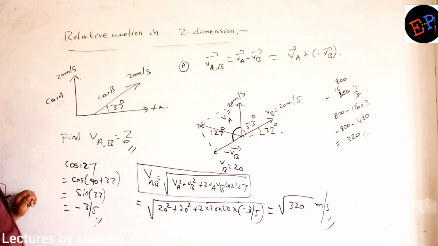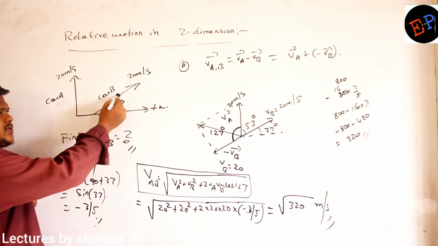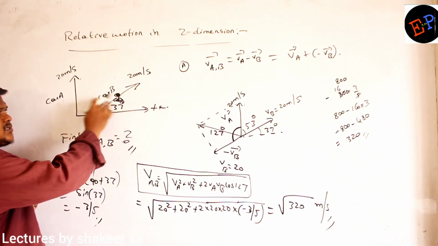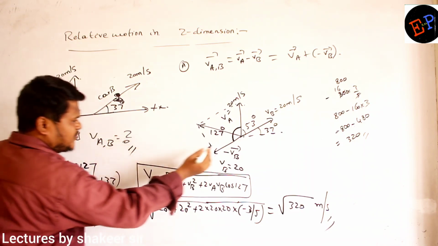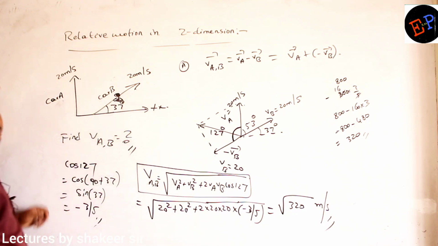It means the observer is present in car B. Here is the observer, and he is observing car A. Then to this person, car A appears to be moving in this direction. Okay, that's it. Make a note.